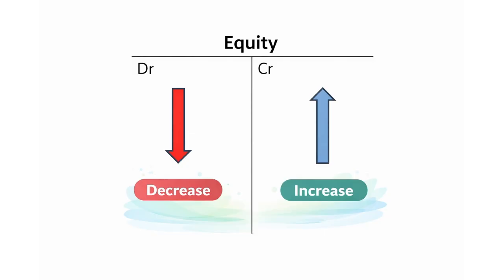For example, when the owner invests money into the business, equity increases, so we record it as a credit. When the owner withdraws money for personal use, equity decreases, so we record a debit. Equity follows the same debit and credit behavior as liabilities, and together with the assets, it forms the basic accounting equation.